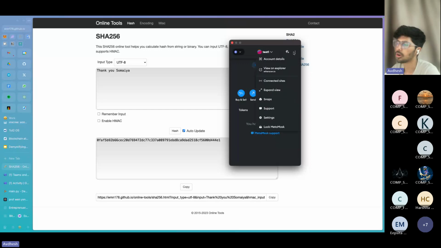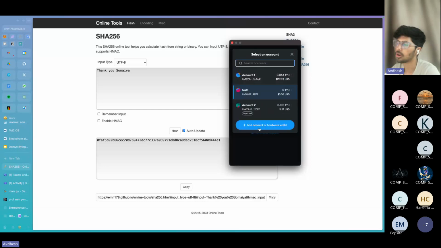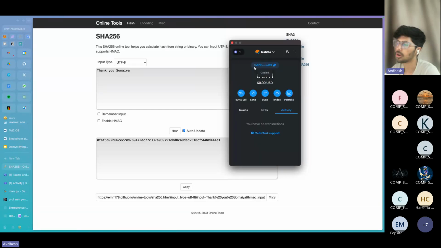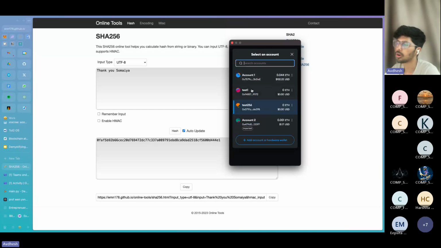Now the private key, I'll show it to you. You should not expose your private key, but I'm just showing you this because first of all, I've named this account test one. I can create multiple accounts: add account, add a new account, and name it maybe test 256, and it will create a new account. So you can literally spam and create as many accounts as you can. Note that this public address is entirely different from the one I have here, test one.